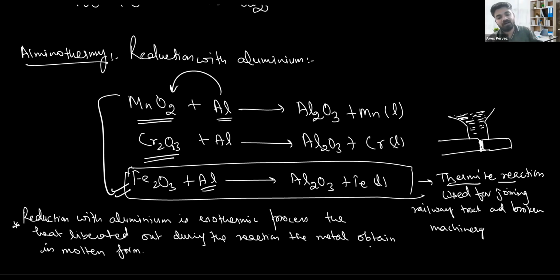The heat liberated during the reaction lets the metal be obtained in molten form.